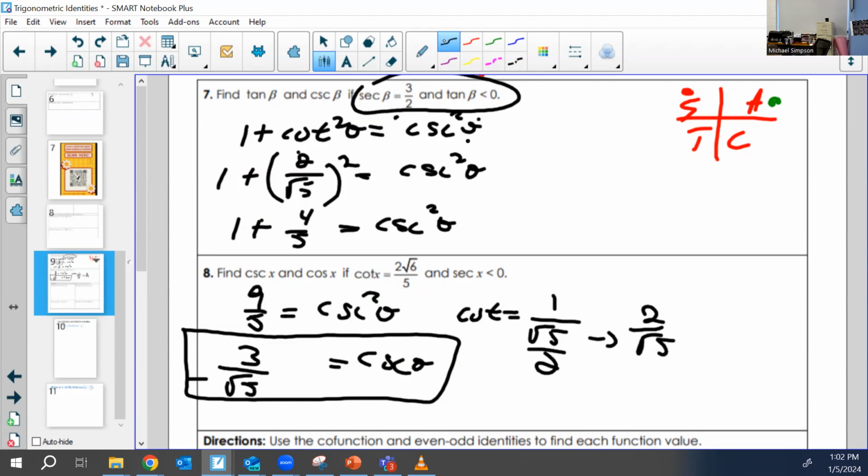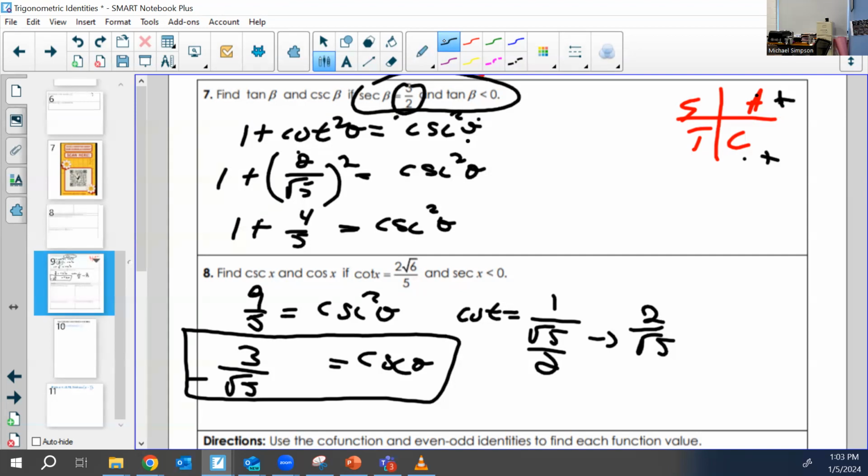Secant is like cosine, right? Cosine is positive here. They're all positive in the first quadrant, right? That's why A is for all. Cosine, sine, tangent, they're all positive right there. So secant, which is just like cosine, is positive here because it's greater than 0. If this is a positive number, that means secant is positive.